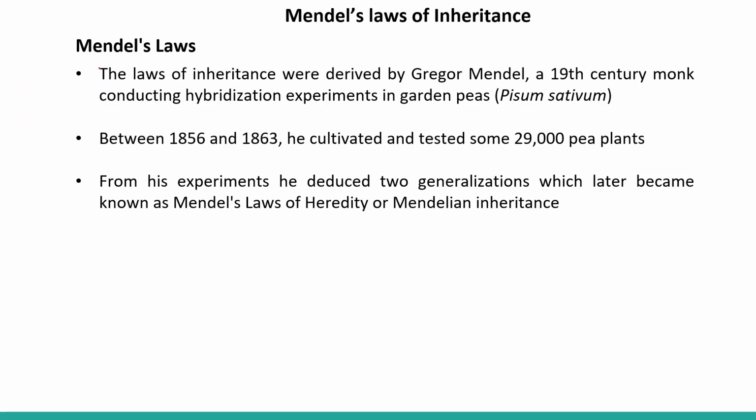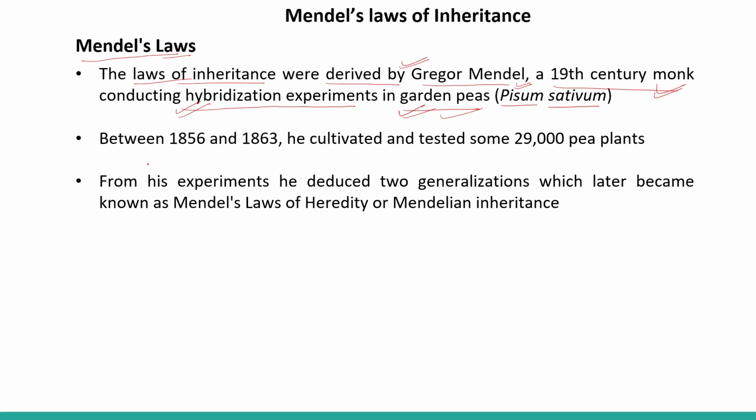So what do Mendel's laws say? The laws of inheritance were derived by Gregor Mendel in the 19th century. He was a monk in a church conducting hybridization experiments in a garden pea, Pisum sativum. He conducted the hybridization process for his experiment, right?